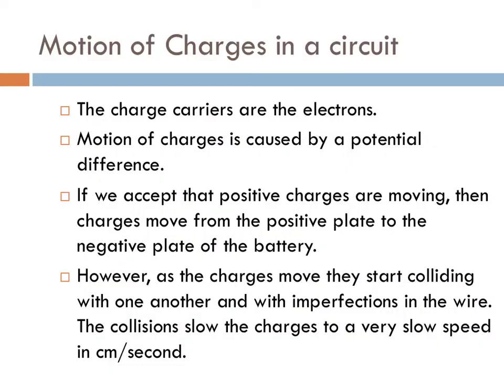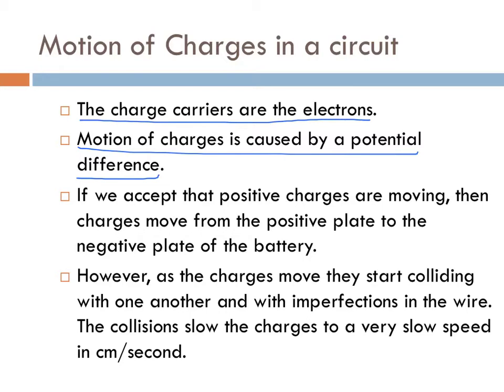This video covers current. Now first off, we need to look at the motion of charges in a circuit. We know from electrostatics that the charge carriers are the electrons. They're the ones that are actually doing the moving. We said that protons themselves can actually not move. So, the motion of charges is caused by a potential difference. Again, we saw this with electric potential, that this potential difference causes electrons to move from low to high potential.